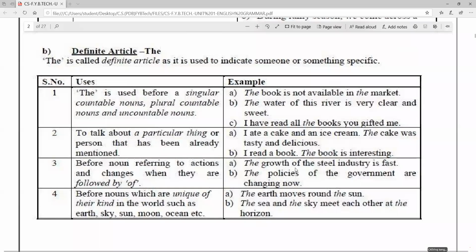तर ऍक्शन दाखवतं. And it is also followed by of. जेव्हा एखादं नाउन असेल ते जेव्हा ऑफच्या आधी येतं, किंवा जेव्हा एखाद्या नाउन नंतर ऑफ येतं, त्या नाउनच्या आधी आपण काय करतो? द हे आर्टिकल वापरतो. The growth of the steel industry is fast. So here we have used the as an article before a noun which is followed by of.